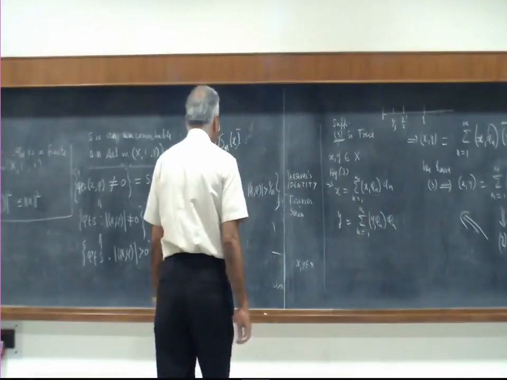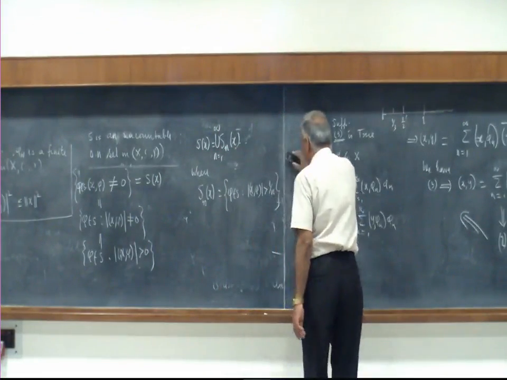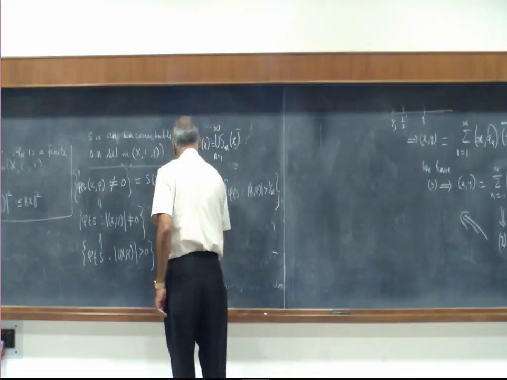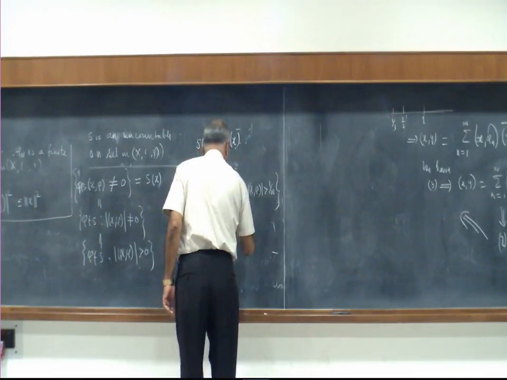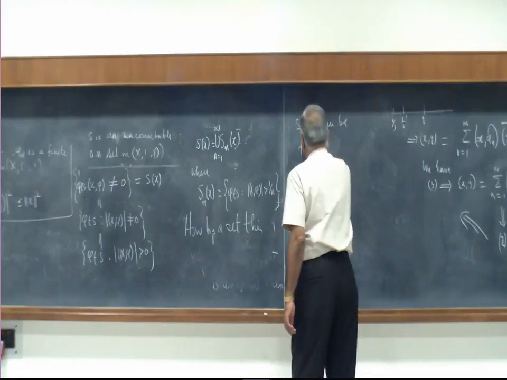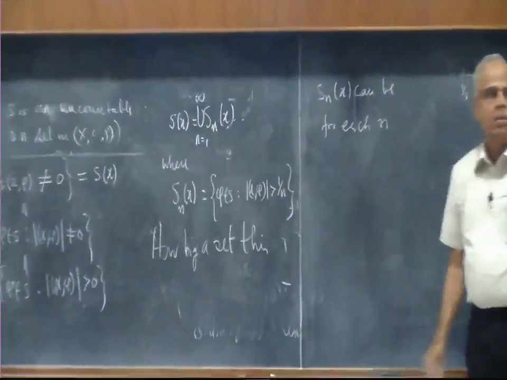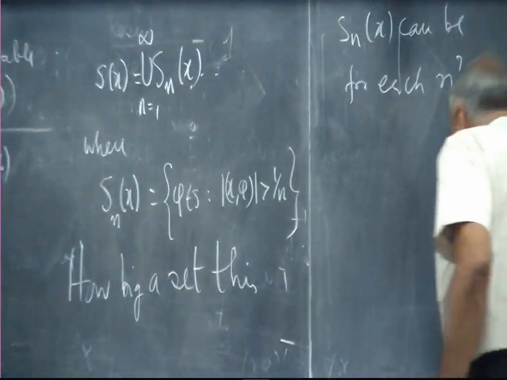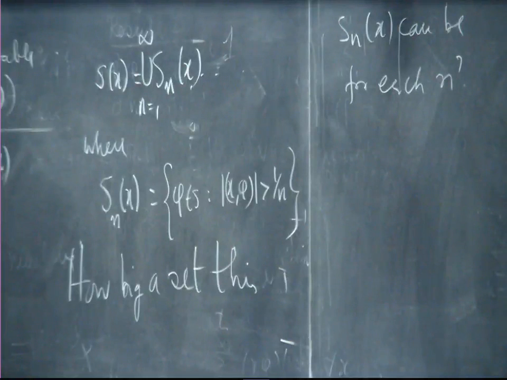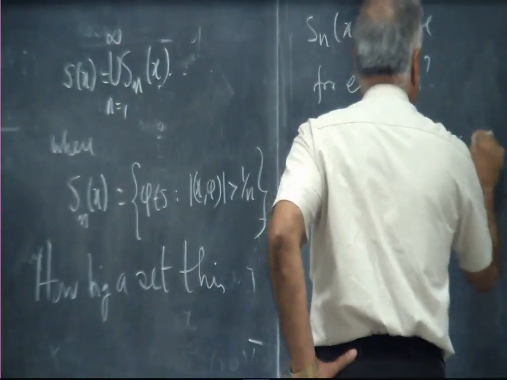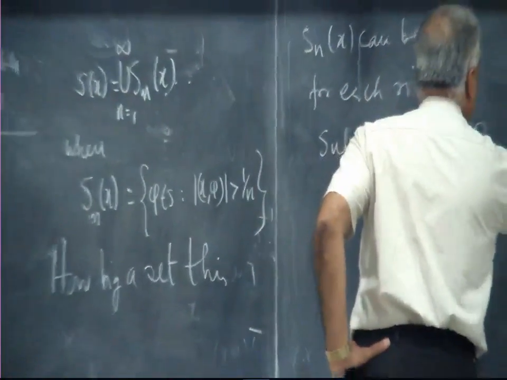Okay. So, now what I am going to do is look at each one of these Sn's. How big can Sn be? So, for each n, how big can this set Sn be? I do not know how big it is. Suppose there are 100 fellows in it. Suppose there are 200 fellows in it. I do not know how many there are. Okay. Suppose phi 1, phi 2, up to phi N all belong to Snx.